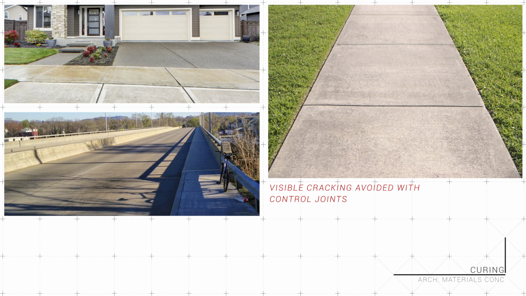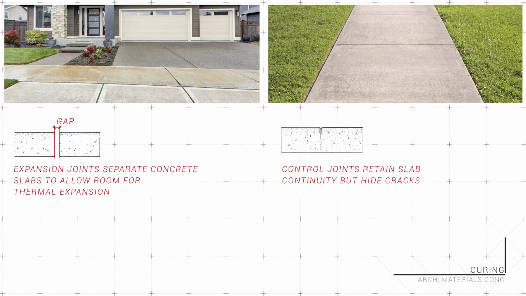In these instances where you have separate concrete systems at play, which expand independently of each other, control joints aren't enough just to hide cracks. Cracks must be avoided completely with separated expansion joints, open seams with space for concrete to move. At wall and slab connections or slab and slab connections, expansion joints are prevalent.